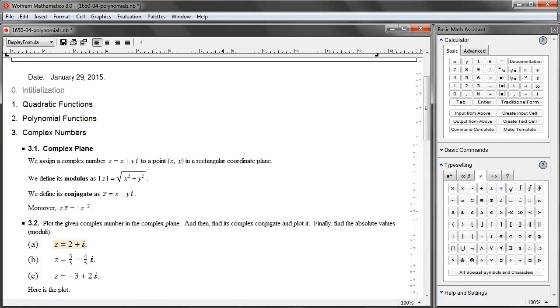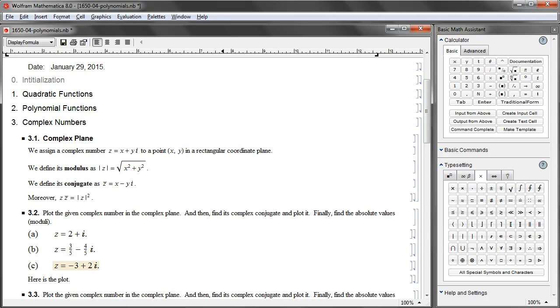2 plus i, okay, the real part is 2, the imaginary part is 1. And here's another example, 3/5 minus 4/5 i. And here's the third example, negative 3 plus 2i. Those kinds of things are complex numbers, in a plus bi form.